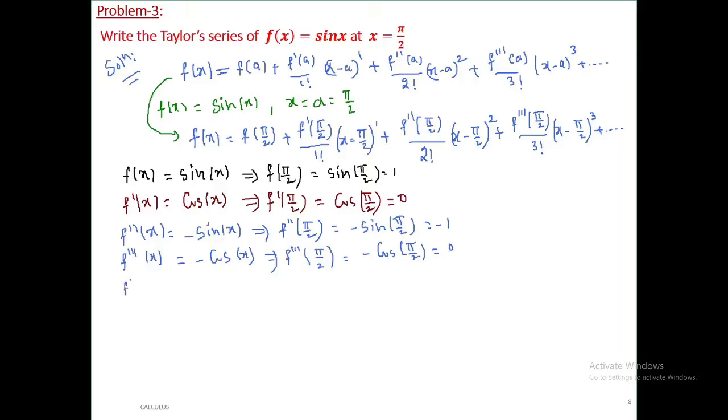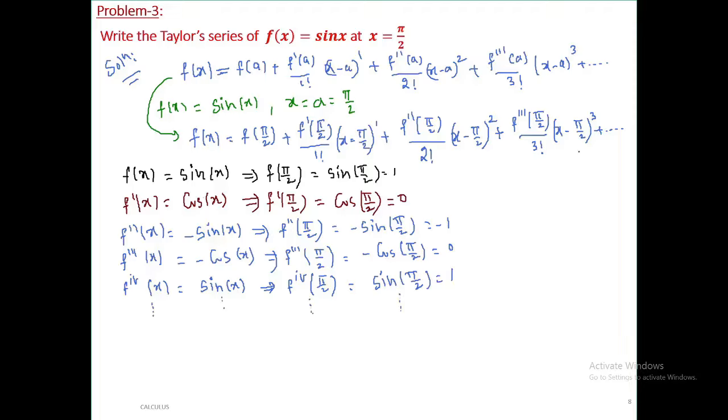If you want, you can find one more term, the fourth derivative of x. That is sin x. Cos derivative is minus sin x, minus of minus is plus. Then the fourth derivative at pi by 2 is sine of pi by 2, so sine 90 degrees, which is 1. And so on. That's it. So calculating the first 4 or 5 is enough. Then substitute back.